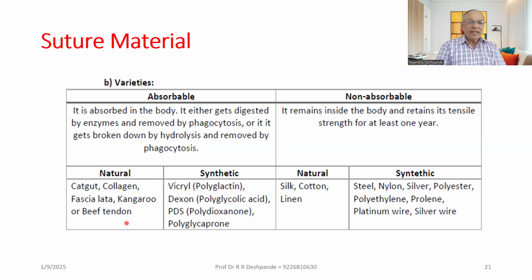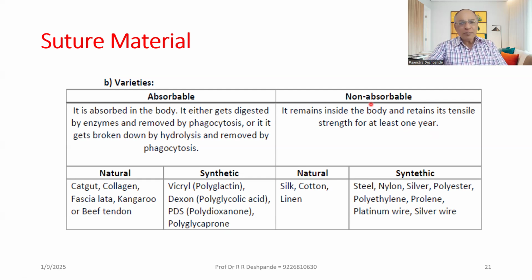Now, in the synthetic, you can see the Vicryl, that is polyglactin, then Dexon, that is polyglycolic acid, then PDS, that is polydioxanone, and polyglecaprone. But the first two names are very important. Now we will see what is non-absorbable. Non-absorbable means it remains inside the body and retains its tensile strength for at least 1 year.